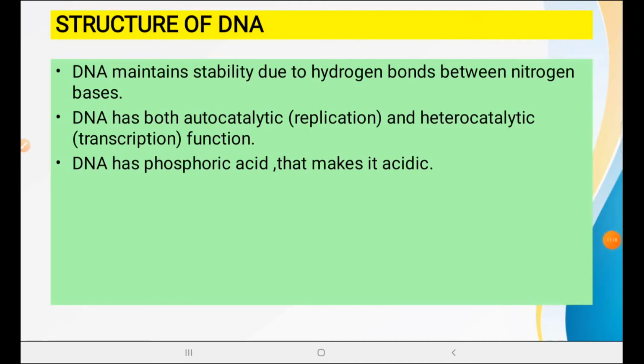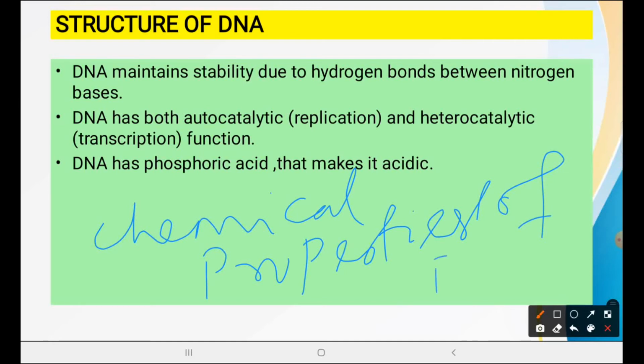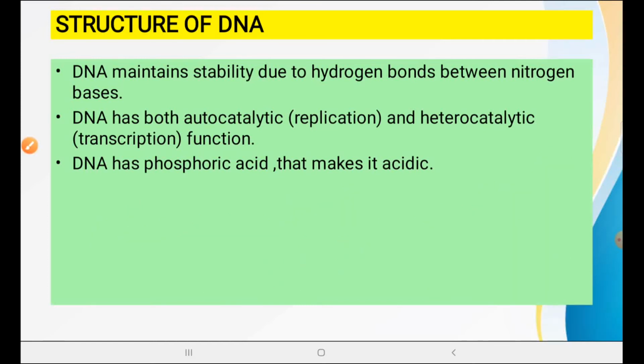So this particular section you can study as the nature or chemical properties of DNA. This particular section we call chemical properties of DNA. What are those? DNA maintains stability due to presence of hydrogen bonding between the nitrogenous bases. DNA can undergo both replication as well as transcription, and DNA has phosphoric acid which makes it acidic.